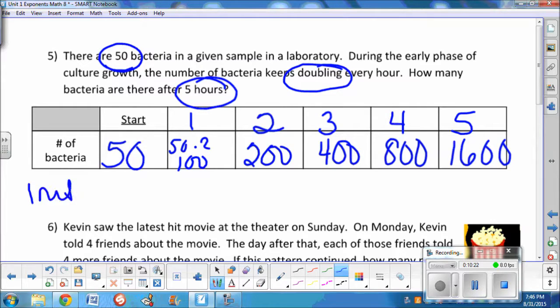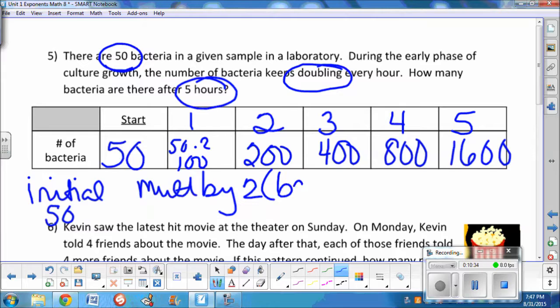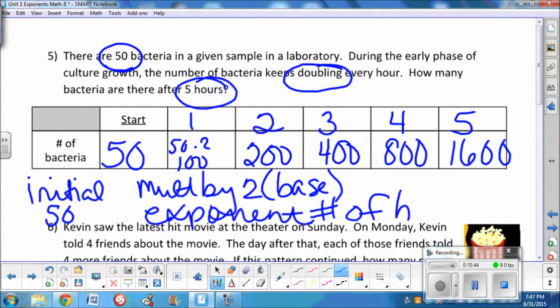So our initial amount, what do we start with? We started with 50 bacteria. And what are we multiplying by? We're multiplying by 2. That's our base. And then what was our exponent? Our exponent is the number of hours.